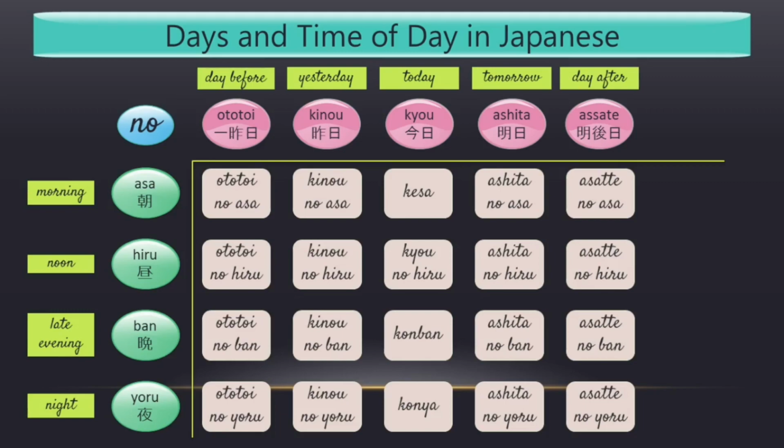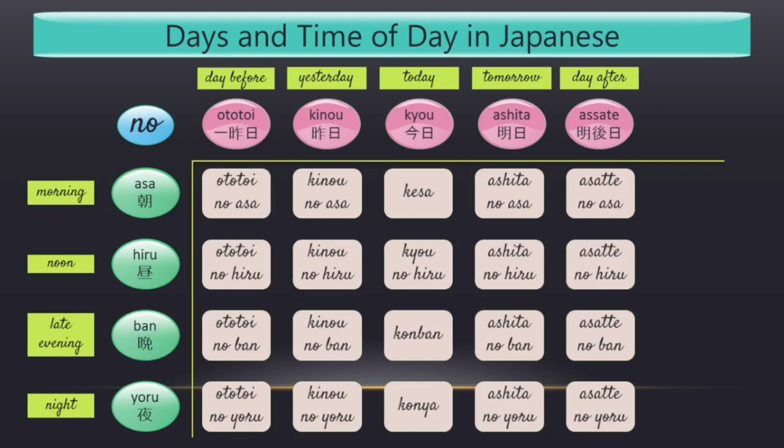Let me take another example. Kino is yesterday, yoru is night, so if I use the particle no to connect these two words, I will get kino no yoru, which means last night. Although there is another word called yube, which is used for last night, you can also use kino no yoru. Let me take another example. Asatte is day after tomorrow. Hiru is noon, so if I use the particle no to connect these two words, I will get asatte no hiru, which means the noon of day after tomorrow. Okay? On similar lines, if you connect any day and the time with the particle no, you will be able to tell it correctly in Japanese.